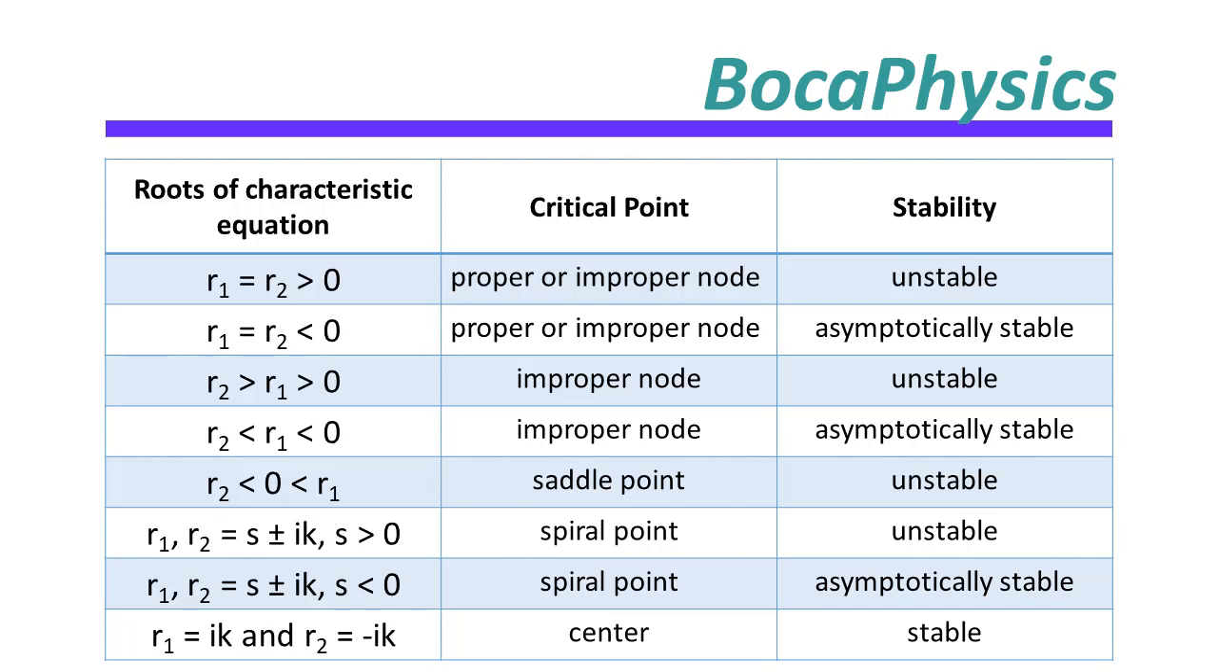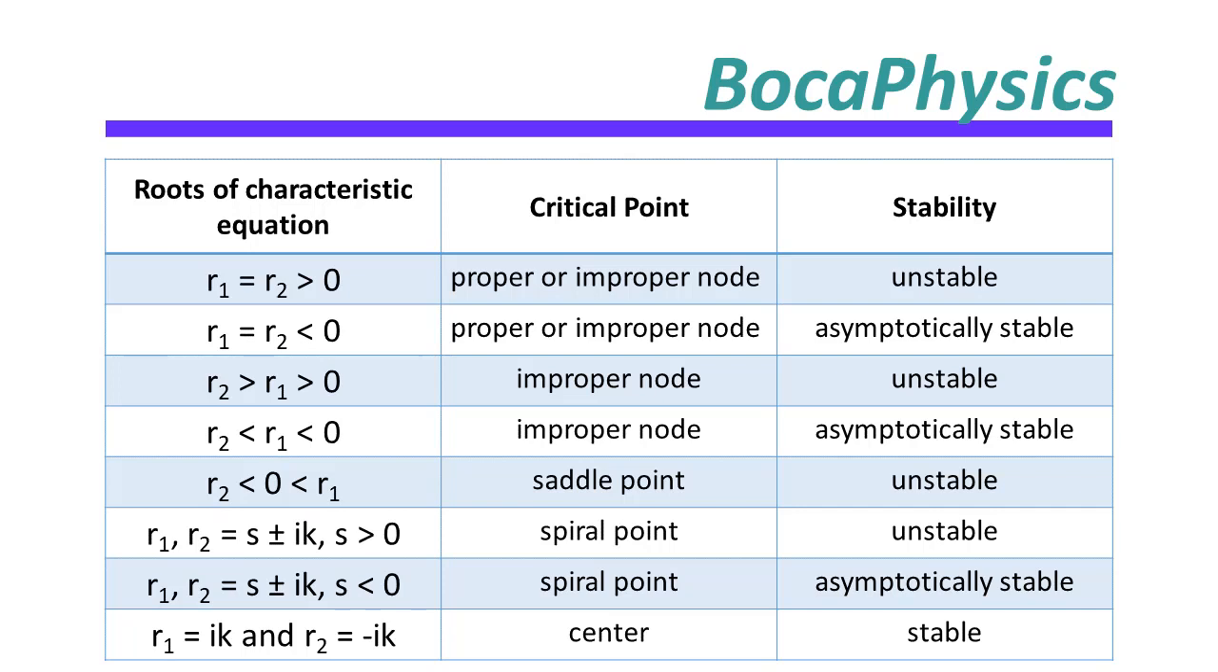If the roots are real, positive, and different, the critical point will be an improper node and will be unstable. If the roots are negative, real, and different, the critical point will be an improper node, but asymptotically stable. If both roots are real, but one root is positive and one root is negative, then the critical point will be a saddle point, which is always unstable.